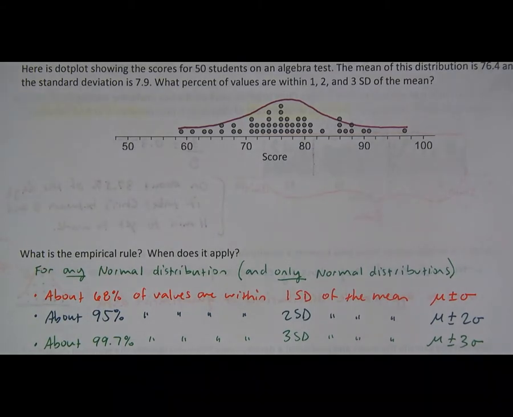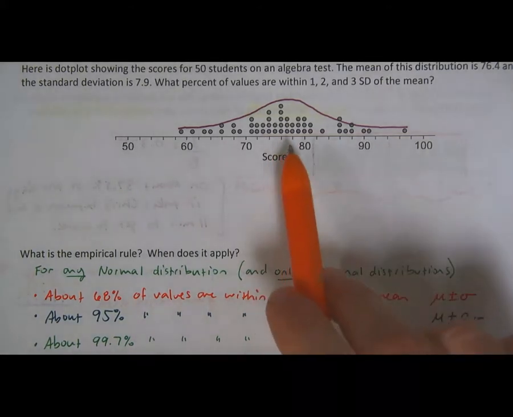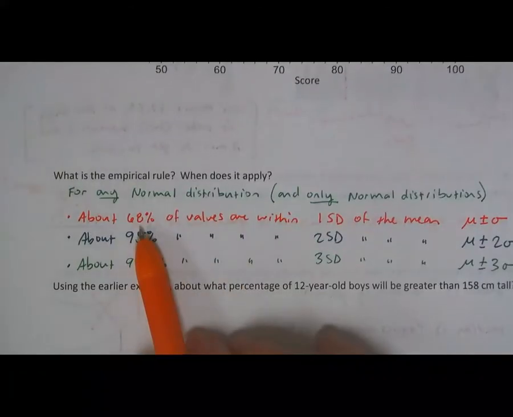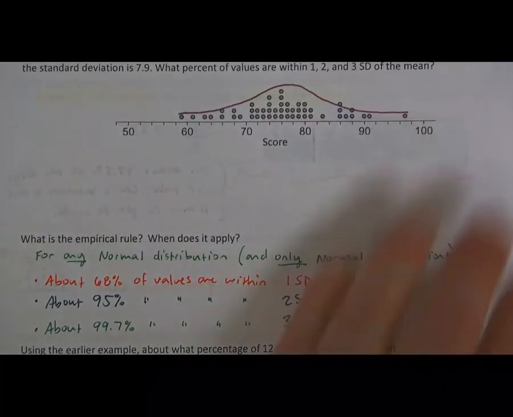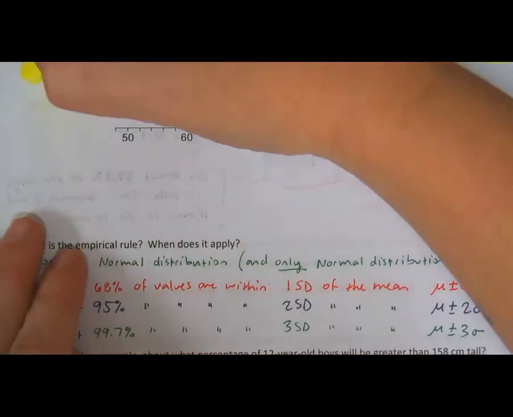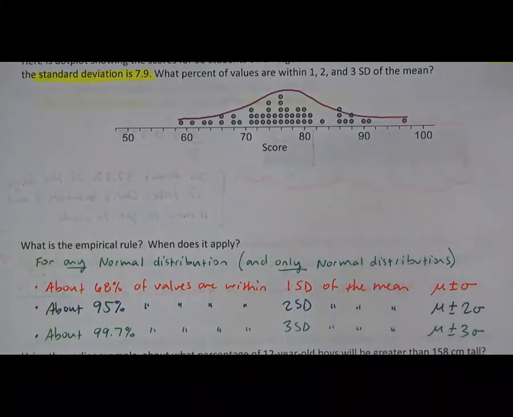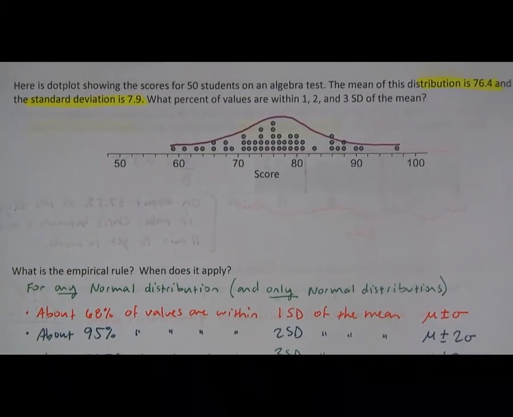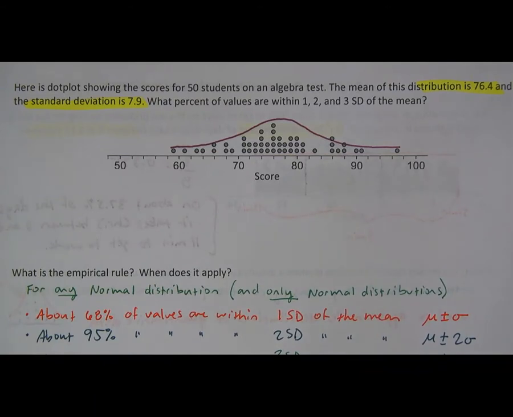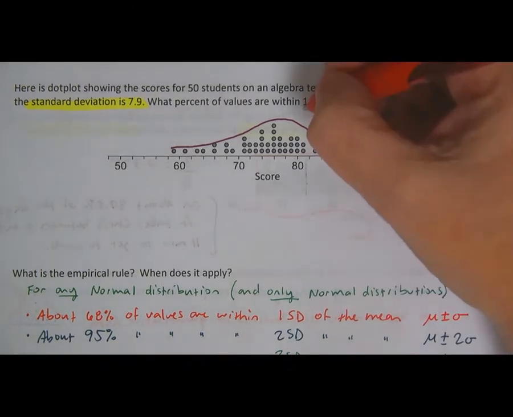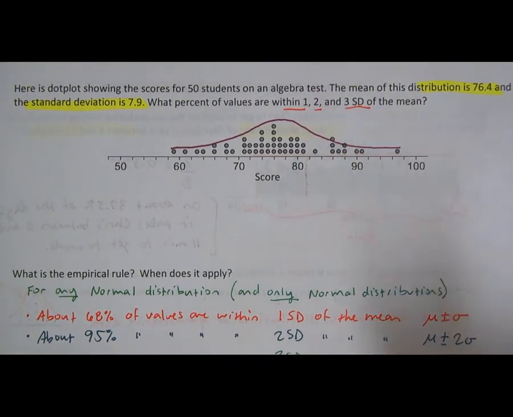Most. But I can prove it. I can figure out the percentage of dots within 1 standard deviation of the mean, and it should be somewhere close to 68%. You are given information up here that's really important. Here's the scores for 50 students on the test. The mean is 76.4 and standard deviation is 7.9. What percent of values are within 1, 2, and 3 standard deviations of the mean?